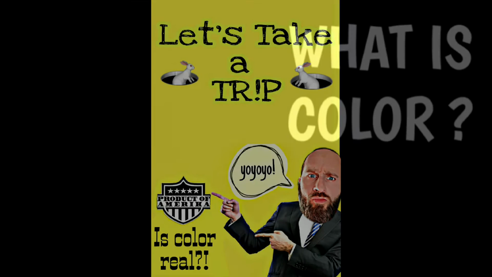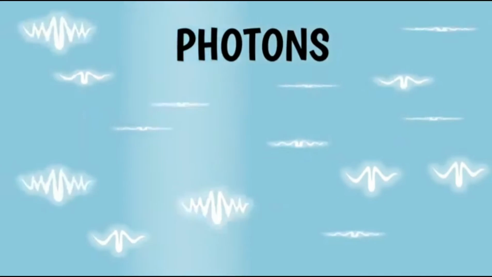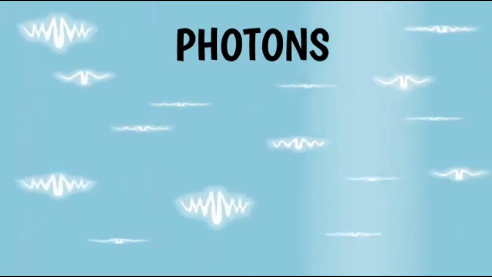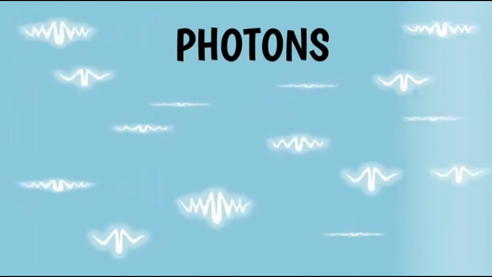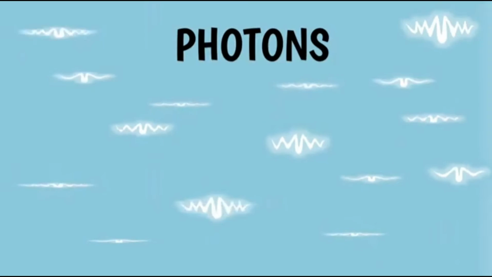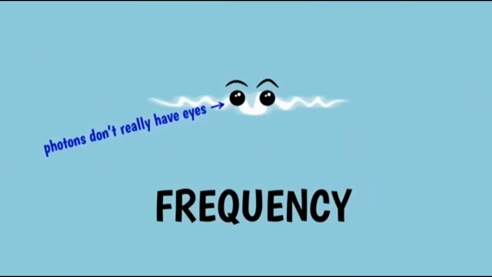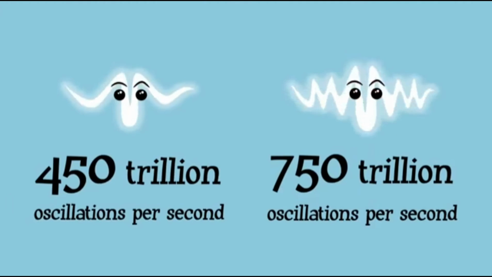Let's take a trip. Now, today we're going to talk about color. But first, we have to talk about light, because color is something you see, and you don't see anything when there's no light. So, light is made up of tiny packets of energy called photons. Photons travel at the speed of light, but they also vibrate as they move, or oscillate. The number of vibrations a photon makes every second is called its frequency. Now, these photons vibrate at different frequencies, from 400 up to 750 trillion oscillations per second.